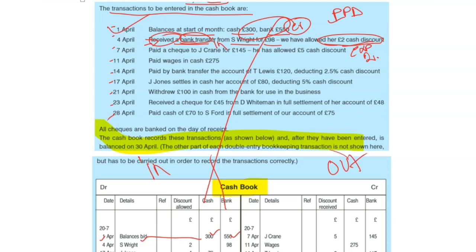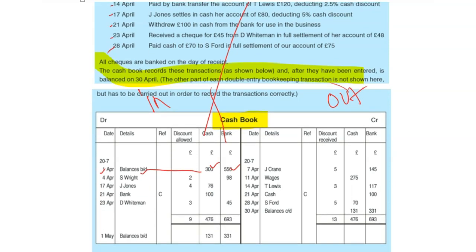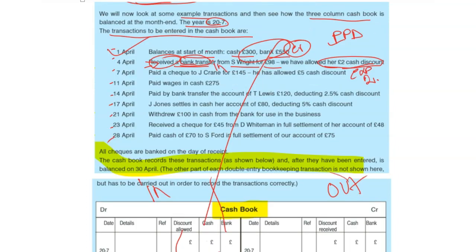Money out means the credit side. Go to the debit side and it's a bank. So on the bank, you write 98. And look at the discount allowed column. You write 2. In the detail, you write S. Wright. And 4th of April, our second transaction done.